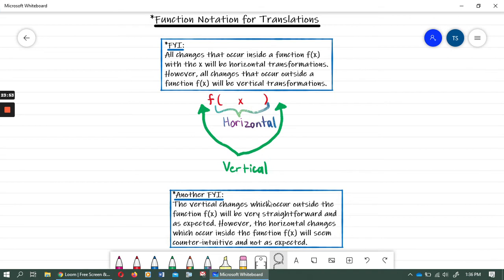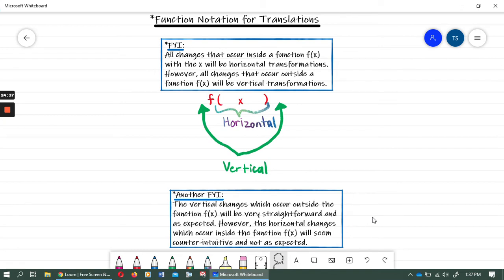Guys, here's another FYI for you. Those vertical changes that occur outside of your function, f of x, will always be pretty straightforward. In other words, they're going to be pretty much as expected, the way that you would expect those vertical changes to be. And again, I'll explain that in just a second. I promise.